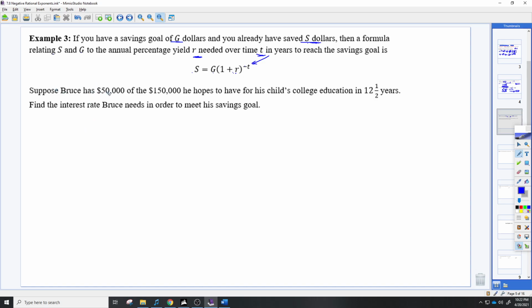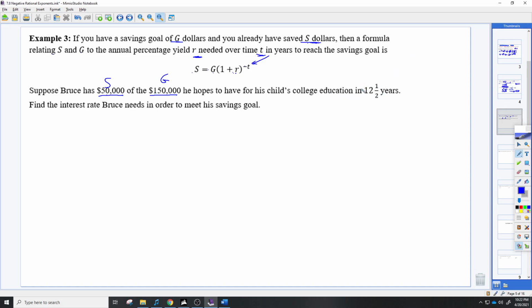All right, so suppose Bruce has 50,000, so he currently has 50,000. So what would that go in for? How much he has saved. This is going to be S. And he wants to have 150,000, so he hopes to have that for his child's college education. So this would be how much his goal would be, G. So he wants to go from 50 to 150,000.